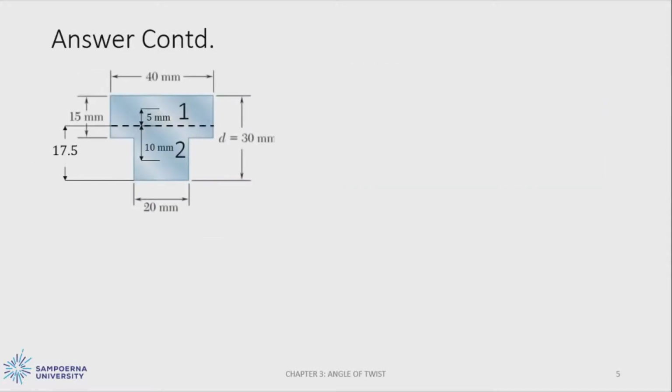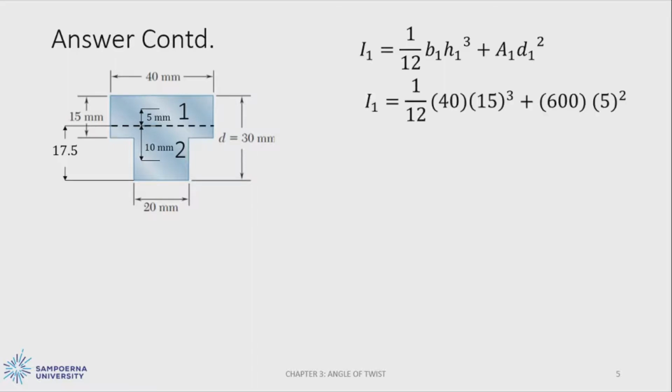After we obtain the centroid of the beam and D1 and D2, we can calculate the inertia of the beam. We calculate the inertia for the first partition by using this formula: 1/12 b1 h1 cubed plus A1 D1 squared. By substituting the values into the formula, we obtain the inertia for the first partition, which is 26.25 times 10 to the third mm to the fourth.